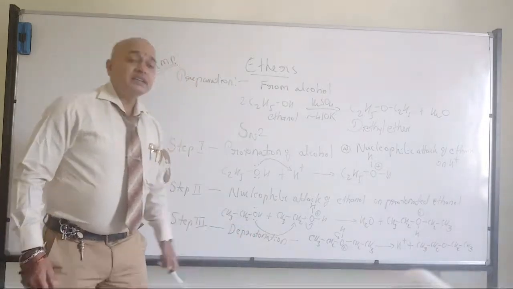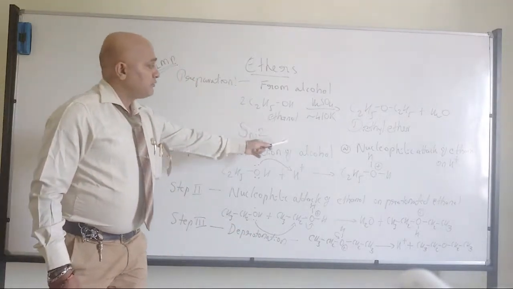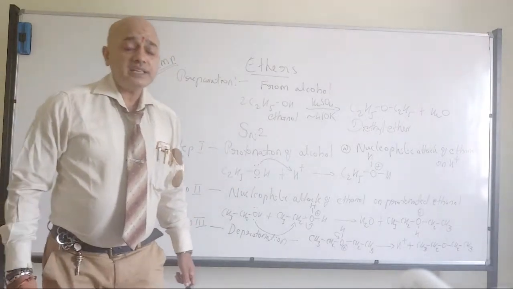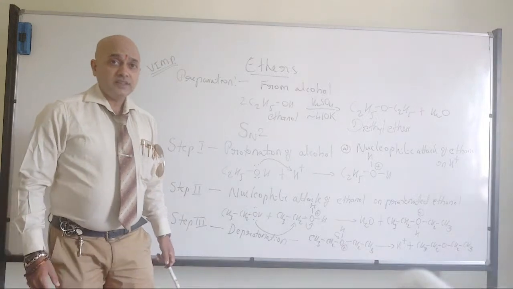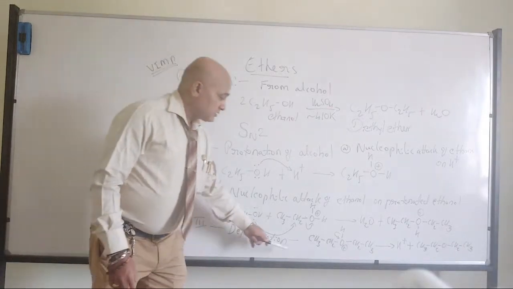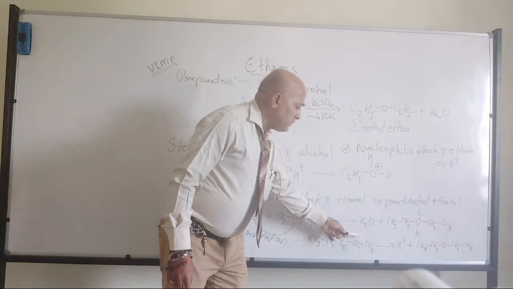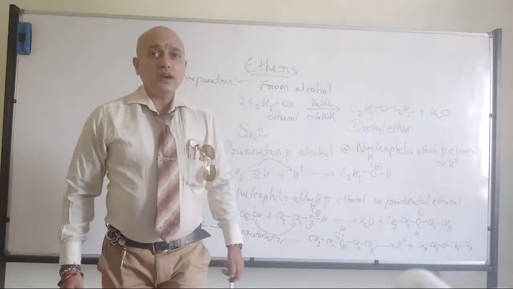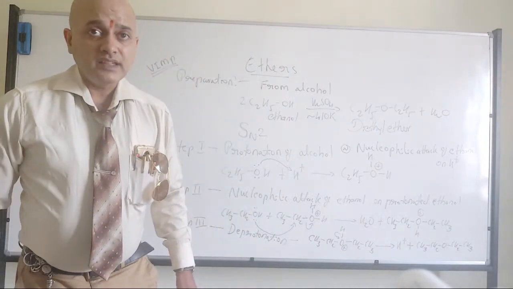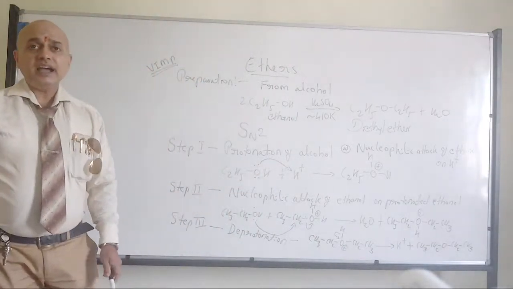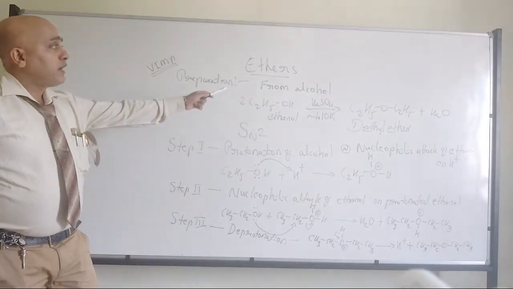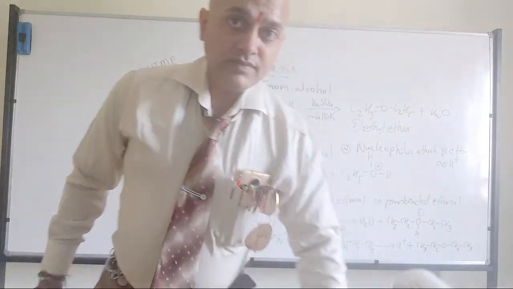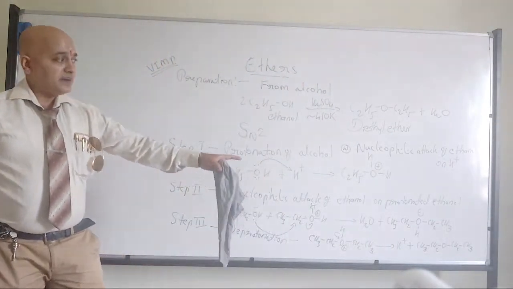Now step 3, deprotonation, because whatever proton has been utilized, it has to be given back. Sulfuric acid will not be utilized in the reaction. It will catalyze the reaction. So therefore, whatever oxonium intermediate is there, it will release the H plus and there will be formation of diethyl ether. That's where from alcohol we can prepare the symmetric ethers. Whatever I have taken, it is a symmetric ether.